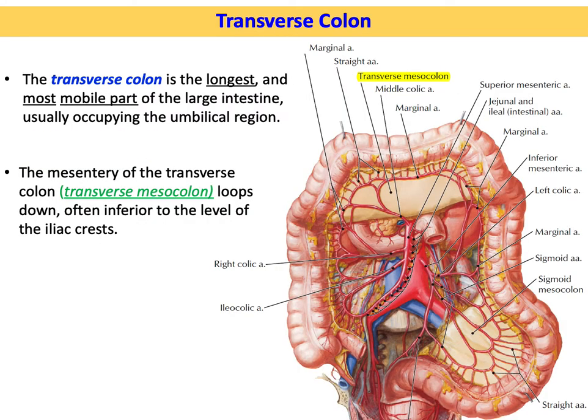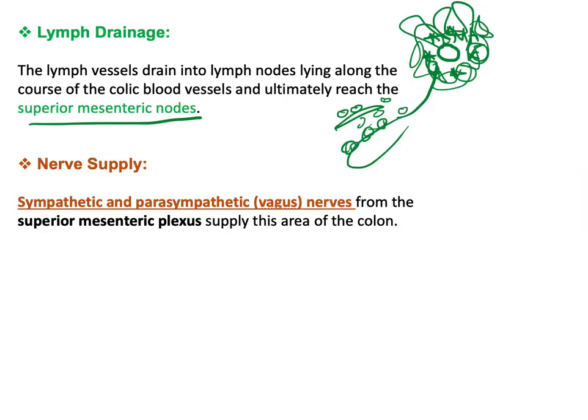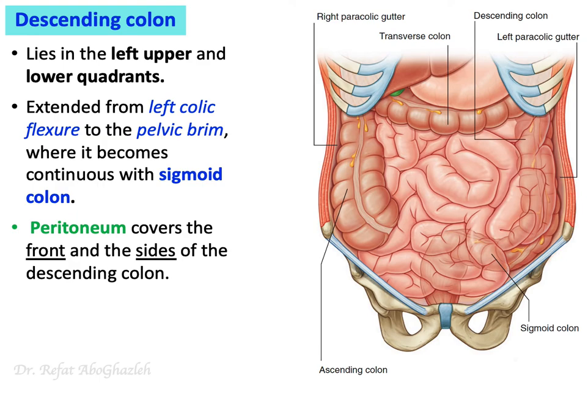Okay, I will skip now the transverse colon because it's better to study directly the descending colon because it's a mirror of the cecum and ascending. So this is the shadow you see here of the descending colon. The descending colon, as I mentioned, is equal to the cecum and ascending colon. So the descending colon is longer than the ascending colon because, again, it's equal to the cecum and ascending. And also, the relation of the descending colon is similar to the relation of the cecum plus the ascending colon because it's equal to both.